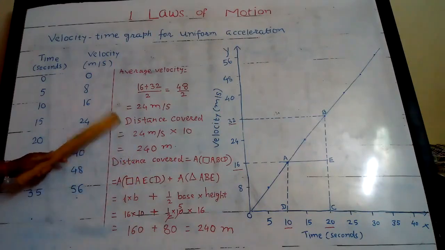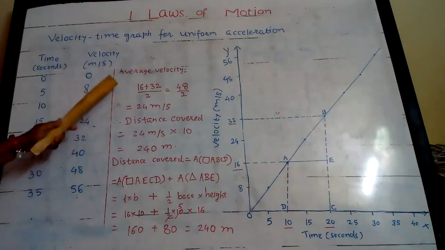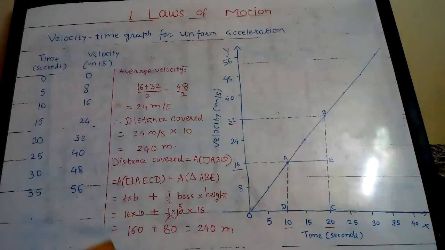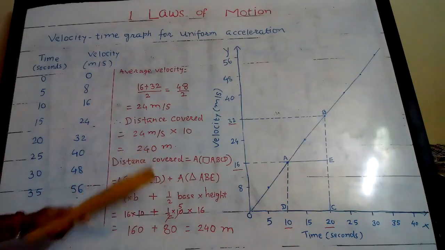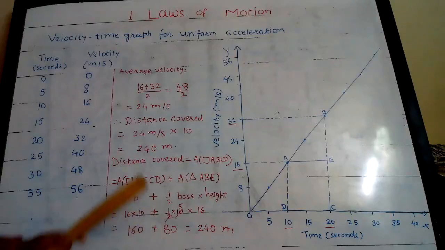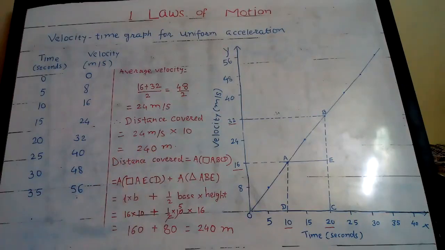By calculating in this way, the distance covered by the car by taking the average velocity multiplied by the time required, and here by taking the areas of the triangle and rectangle and adding those areas, we have got the correct answer, that is, the distance covered by the car is 240 meters according to the area of the quadrangle ABCD.